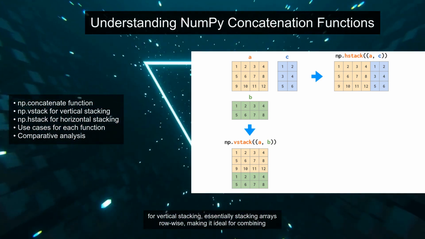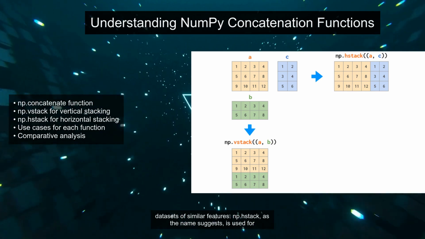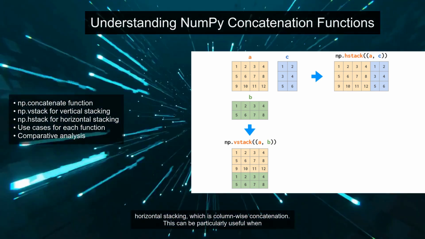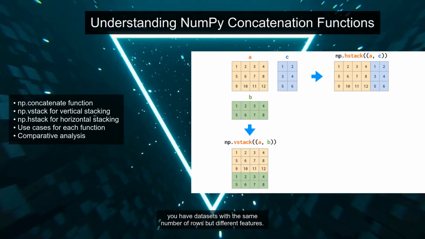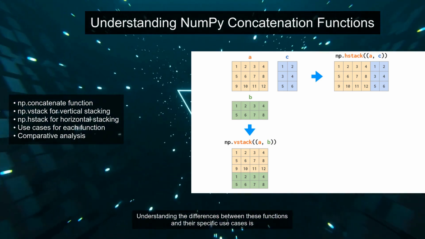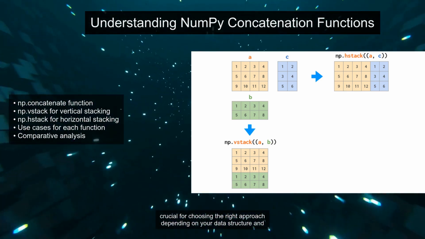On the other hand, np.vstack is specifically for vertical stacking, essentially stacking arrays row-wise, making it ideal for combining datasets of similar features. np.hstack, as the name suggests, is used for horizontal stacking, which is column-wise concatenation. This can be particularly useful when you have datasets with the same number of rows but different features.